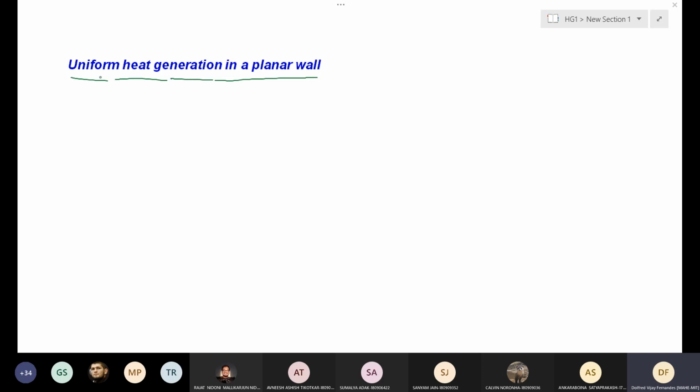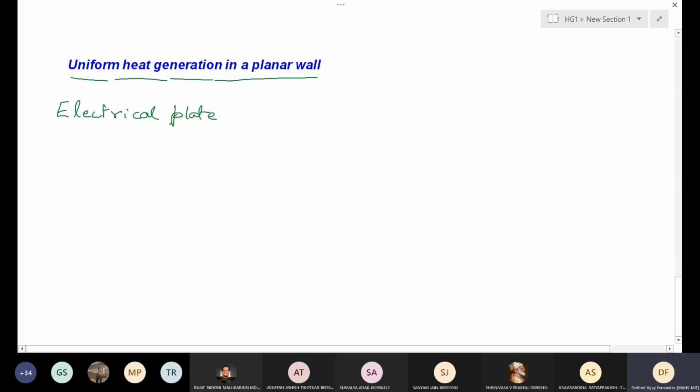Some examples where we have heat generation in a planar wall. Can you give some examples? So the walls of my house. Heat generation in the walls of your house? How come? You have to reason it, right? Heat transfer through the wall is fine, but heat generation in a house wall? It's not generation, sir, it's transfer. Sorry, sir. Yeah, heat transfer.